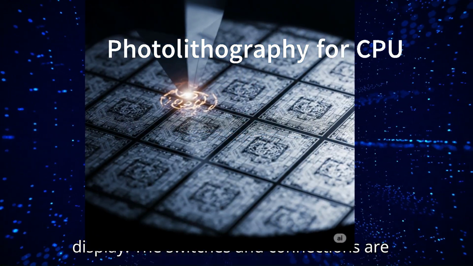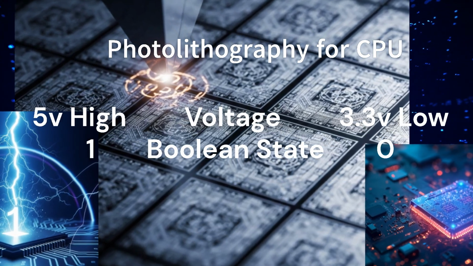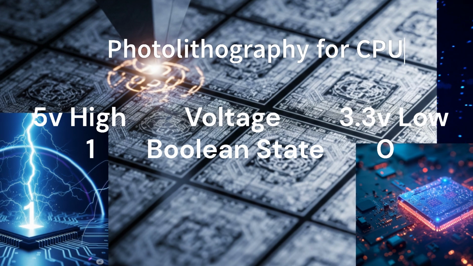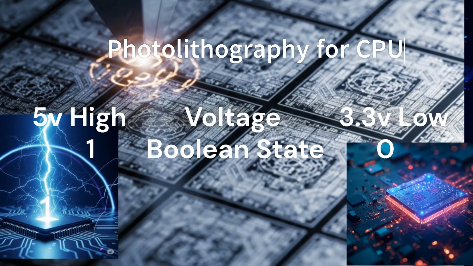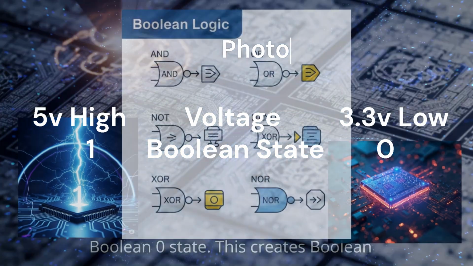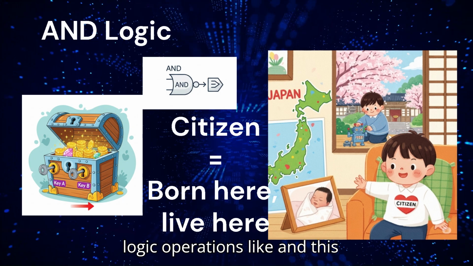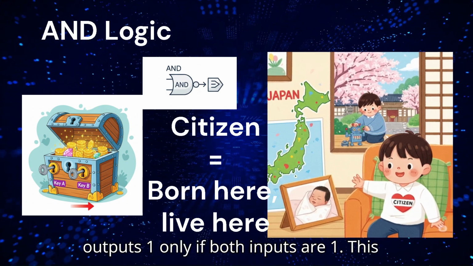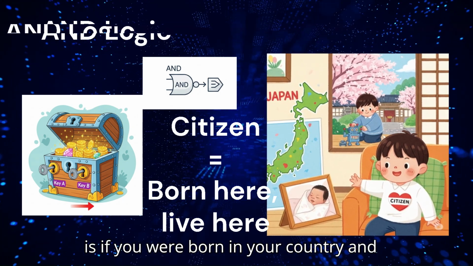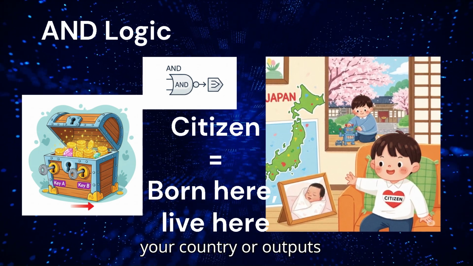The switches and connections are printed using light on thin sheets or wafers of silicon, and a high voltage turns them to on, or a Boolean 1 state, and a low voltage changes this to off, or a Boolean 0 state. This creates Boolean logic operations like AND. This outputs 1 only if both inputs are 1. This is if you were born in your country and still live there, you are a citizen of your country.